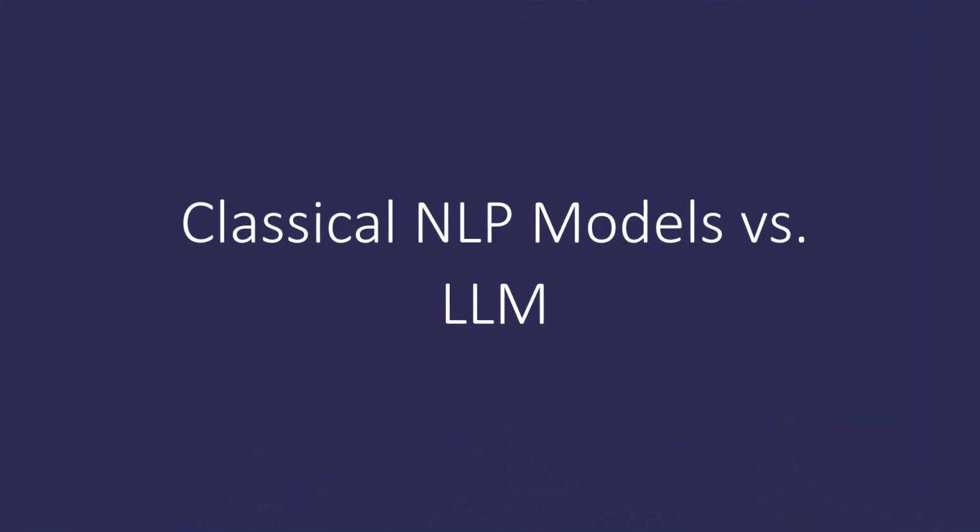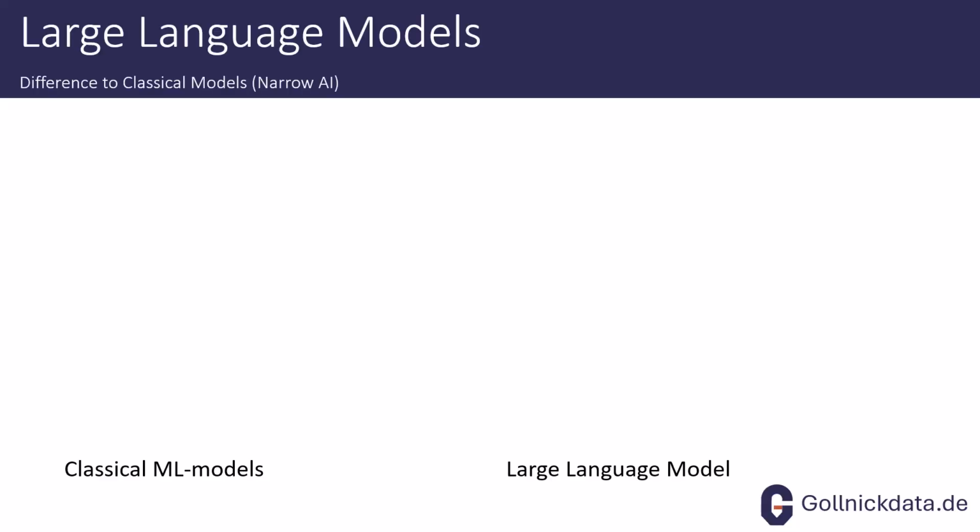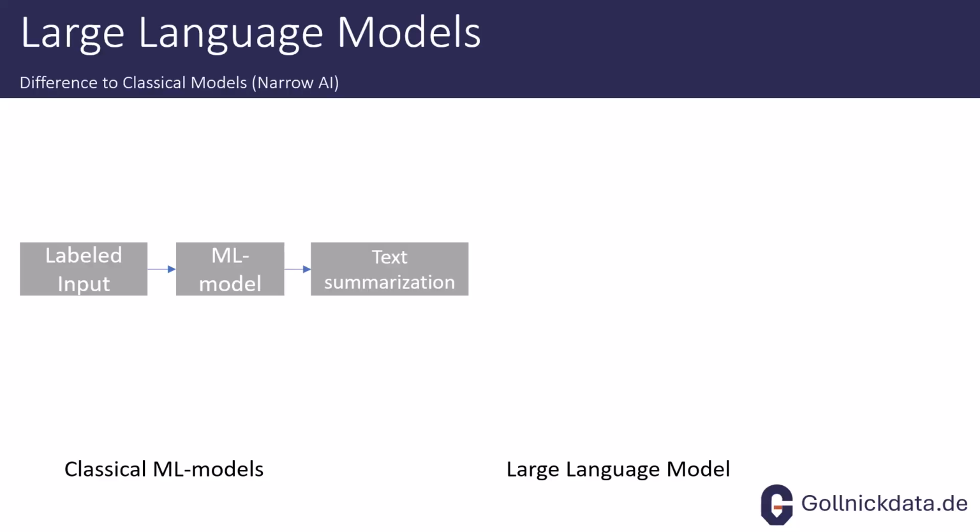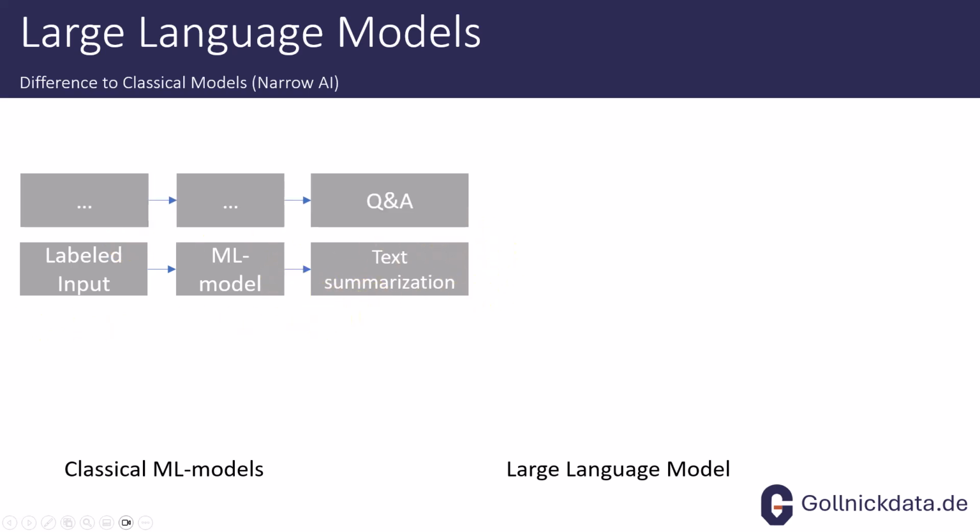In this one we're going to cover the difference between classical NLP models, natural language processing models, and large language models. So let's take a look at the differences. In classical machine learning models we have some labeled inputs, and based on a specific optimized machine learning model you get a result which is corresponding to the purpose of the model. So if it was trained on text summarization, then you have now a model that is capable of summarizing text.